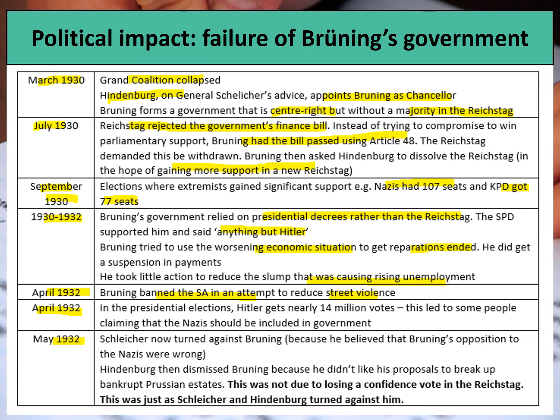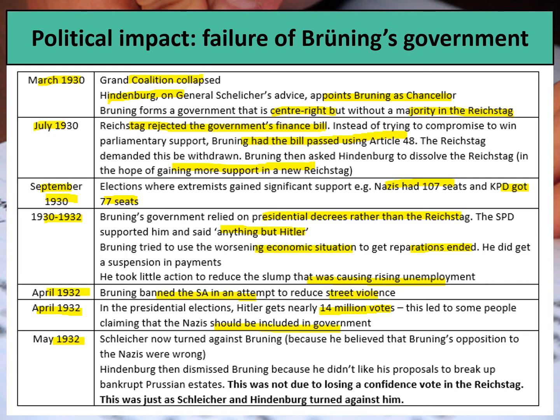Also, Hitler has managed to get nearly 14 million votes in the 1932 presidential elections, almost as much as Hindenburg. It's quite shocking the amount that he manages to get. It's about 37% of the vote, so it's quite extreme. And this also led to some people claiming the Nazis should be included in the government because obviously they're showing significant support from the population.